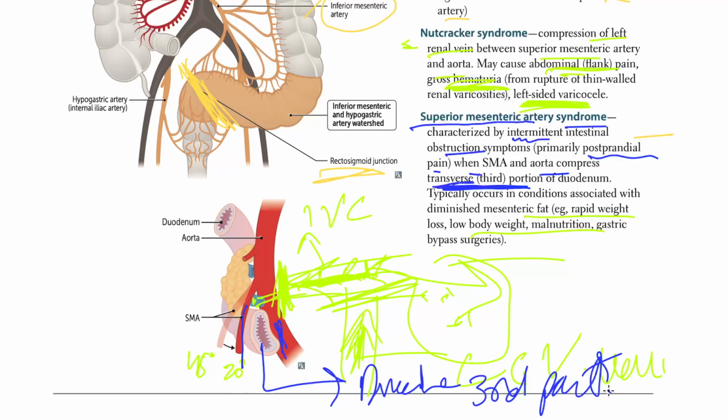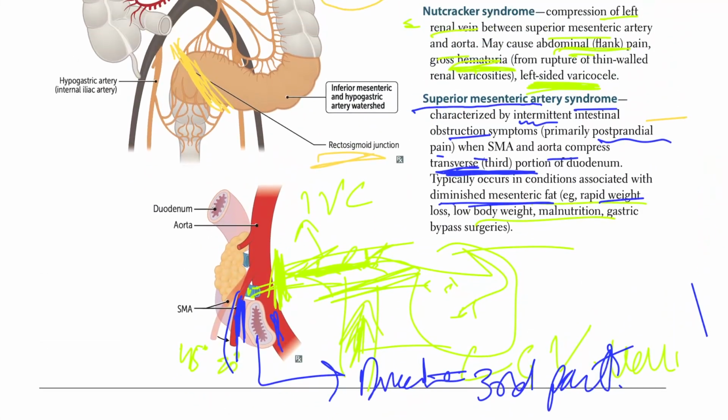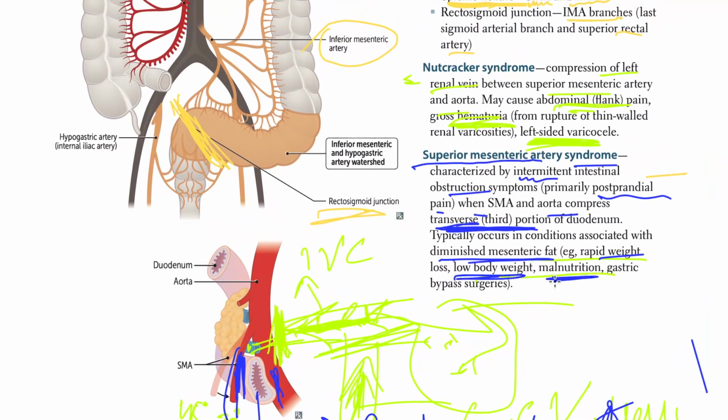It typically occurs in conditions associated with diminished mesenteric fat. And how are you going to diminish that? Normally, mesenteric fat is here, and it's contributing to the effect of cushioning. But if you have diminished mesenteric fat, for example, if you had rapid weight loss, you went on a ketogenic diet, I'm just kidding here. But anything that causes rapid weight loss, you're not eating anything, starving, who knows what. Rapid weight loss, low body weight, malnutrition, gastric bypass surgery, all of them are risks or associated features causing the SMA syndrome, in which you are going to obstruct that duodenum.